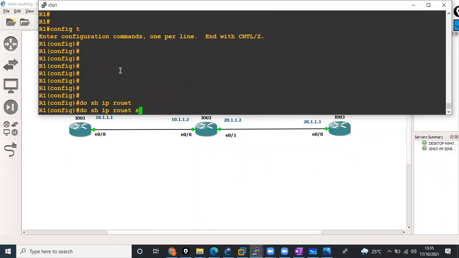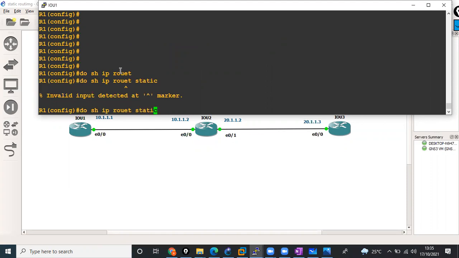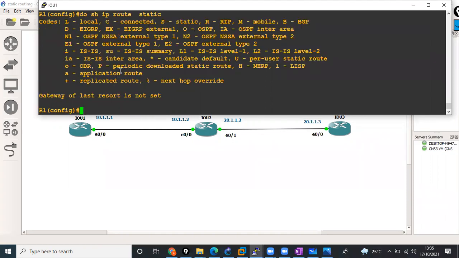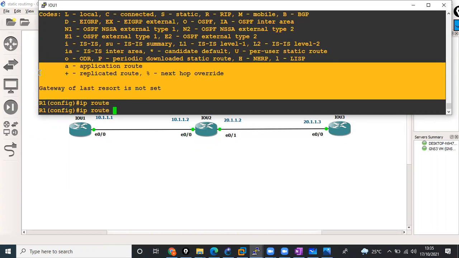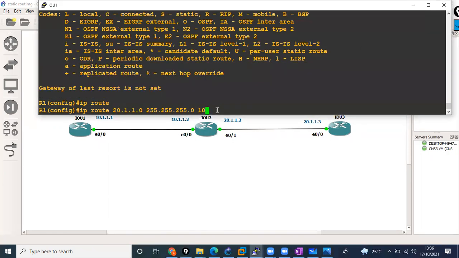Do show IP route static. You can see here there is no routing table. Okay, in the routing table, there is no static route. So now let me configure it. IP route, where do we have to go? We have to go to the 20.1.1.0 network, /24. But the next hop in this direction, what will be the next hop? 10.1.1.2. So now let me configure here 10.1.1.2.